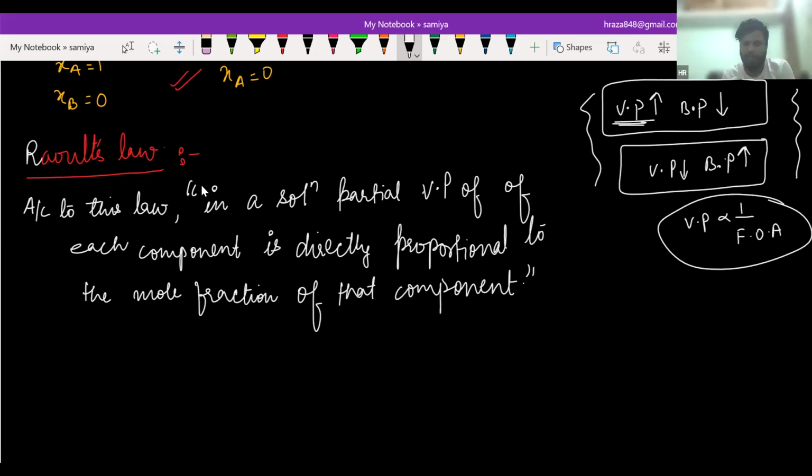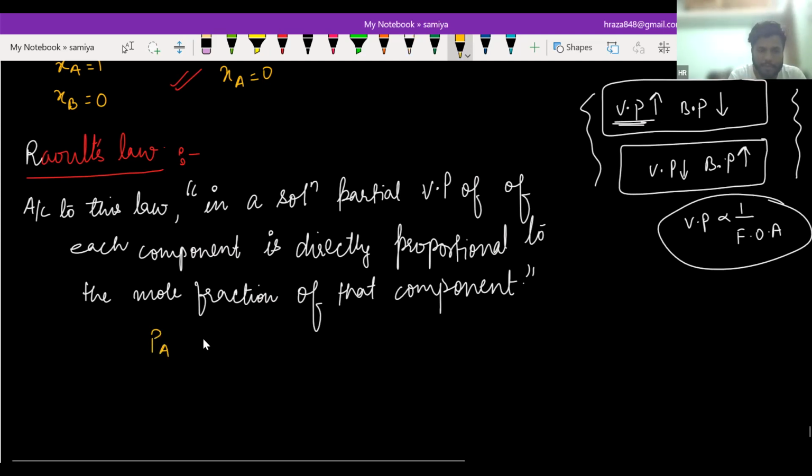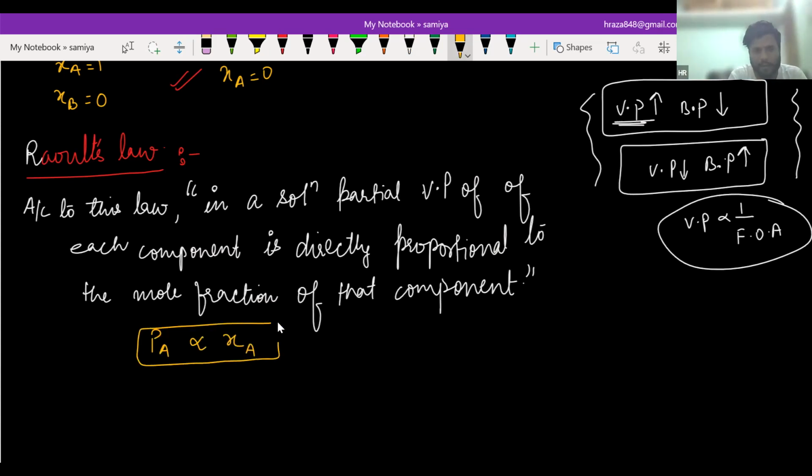Since A and B are both present in the solution, the partial vapor pressure of A is directly proportional to the mole fraction of A. That is Raoult's law. If you are taking B, the partial vapor pressure of B is directly proportional to the mole fraction of B. Now, I'm going to remove this proportionality sign.